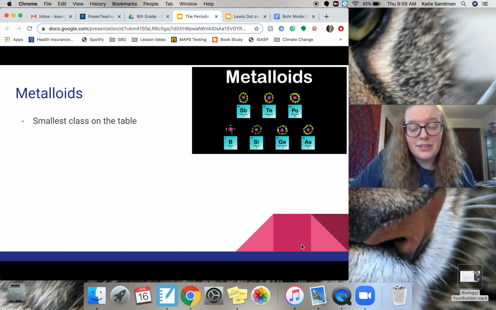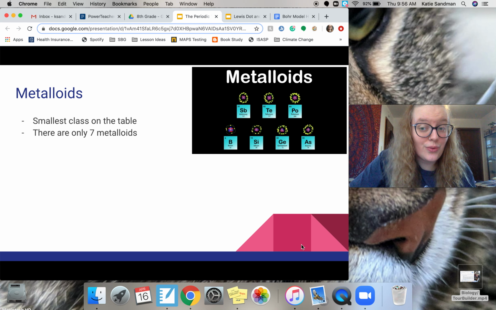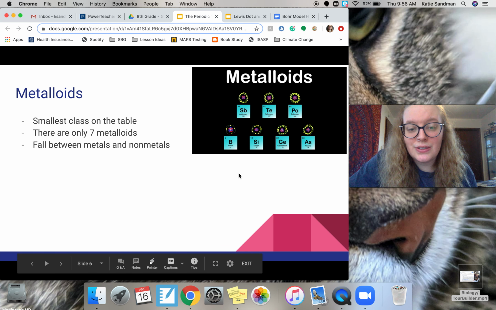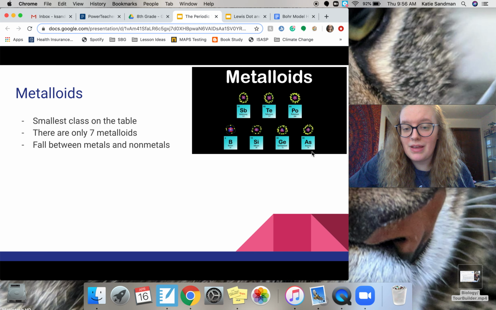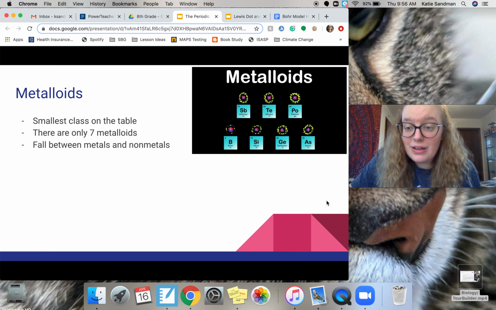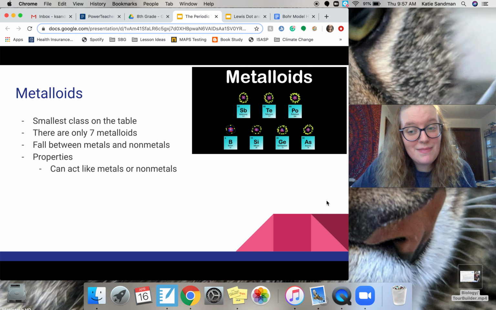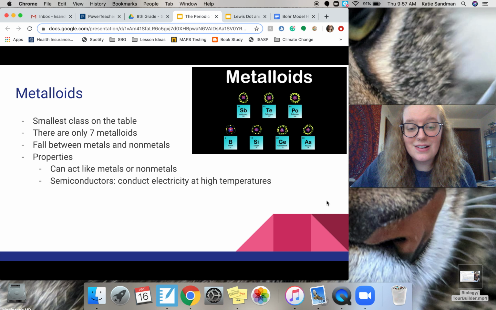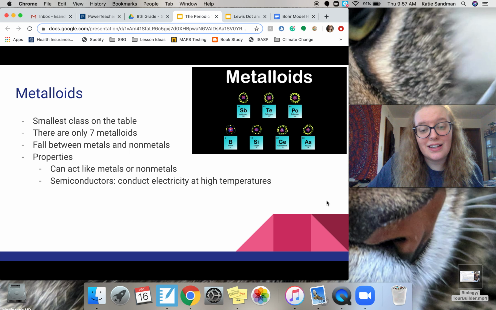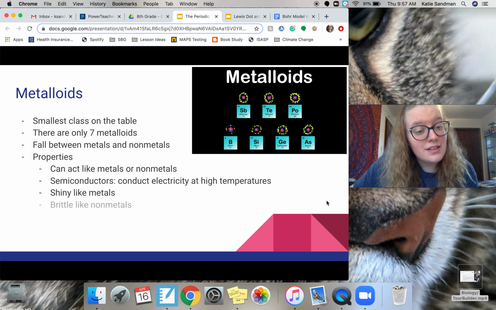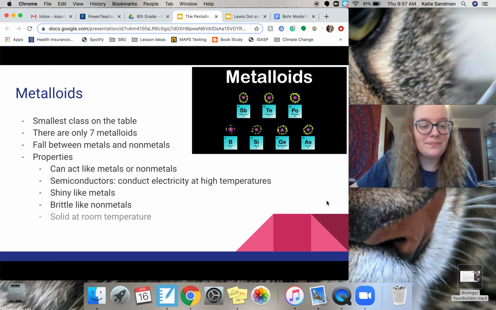And then our last class on the periodic table is our metalloids. Now on our periodic table, they are the smallest class, and that's because there are only 7 metalloids. Our metalloids are antimony, tellurium, polonium, boron, silicon, germanium, and arsenic. You can find our metalloids falling between our metals and nonmetals. Their properties include they can act like either a metal or a nonmetal. They are semiconductors, so they can conduct electricity, but only at high temperatures. They are shiny like metals, but they are brittle like nonmetals. And these are solids at room temperature.